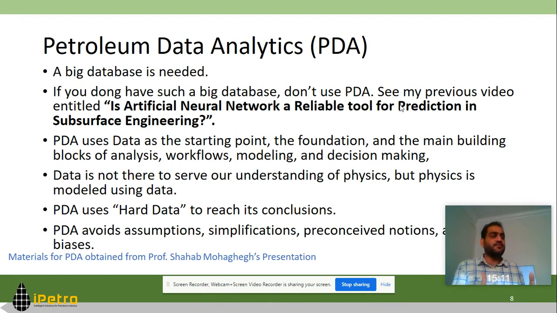Why? Because we have a very large, representative database, so we can rely on the data. PDA uses hard data. There is no need for simulation for creating soft data. We have everything in every location. Because we have a very large database and we just use hard data, PDA avoids assumptions, simplifications, and everything like this.